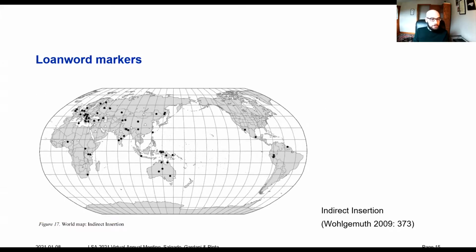So this is a map from Vogelmuth. This is a geographic distribution based on a sample of 553 language pairs, basically contact scenarios. Because some languages are represented more than once in different contact scenarios, after the overlap is cleared, the total is a sample of 429 languages from 69 families. And this is of indirect insertion, specifically verbs only. We can see that this particular strategy occurs the world over, but is more common in Eurasia, for instance, than other places.